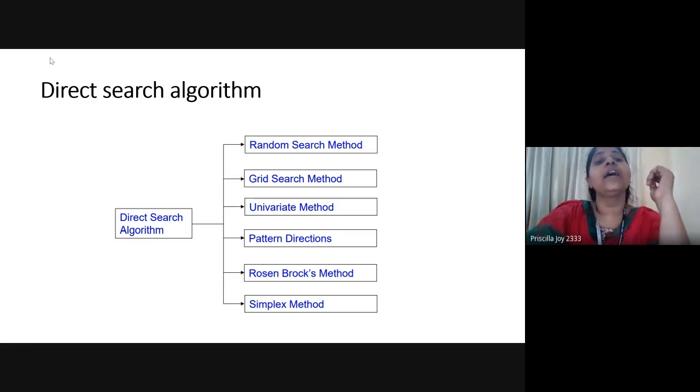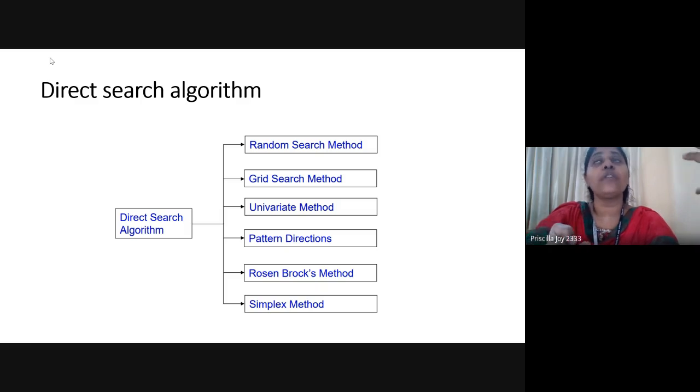The second one is the grid search method. In the grid search method, the methodology improves the setting up of grids. Based on the grids set up in the decision variables, it chooses the objective function values which are evaluated at the grid points. Among those objective function values, it chooses the best one.